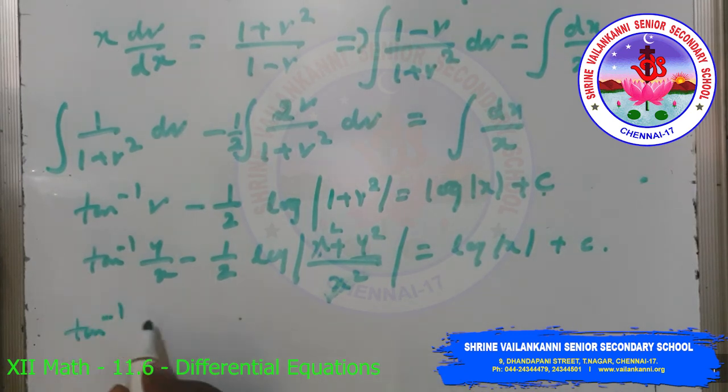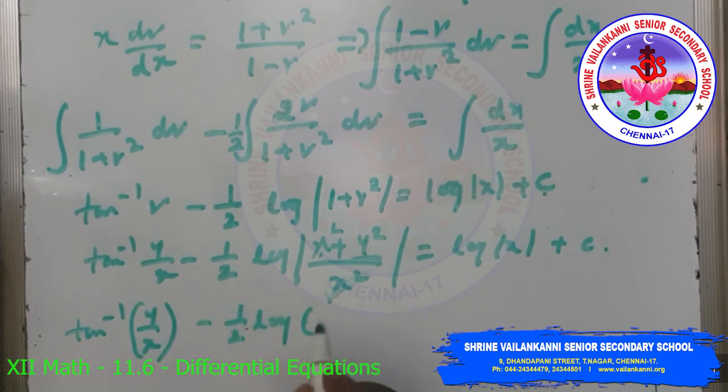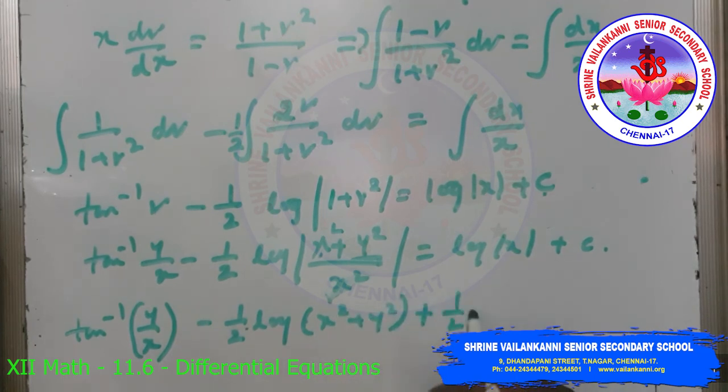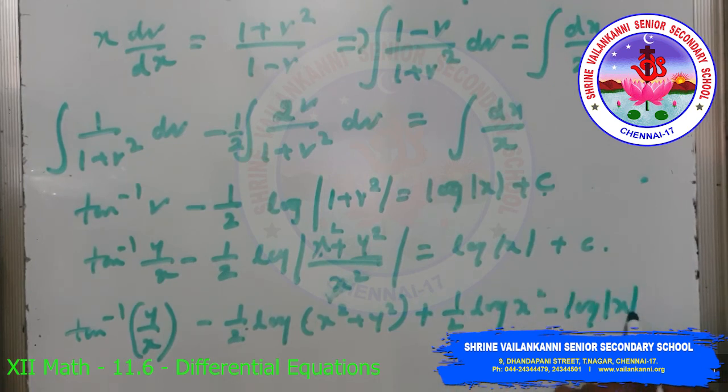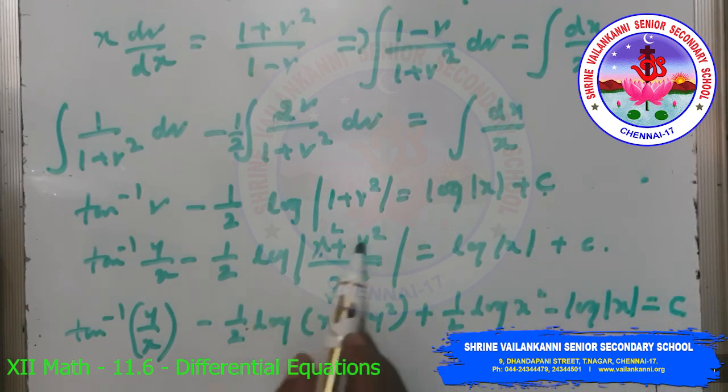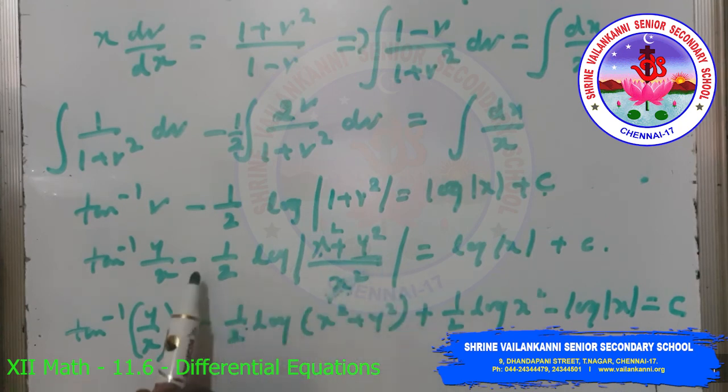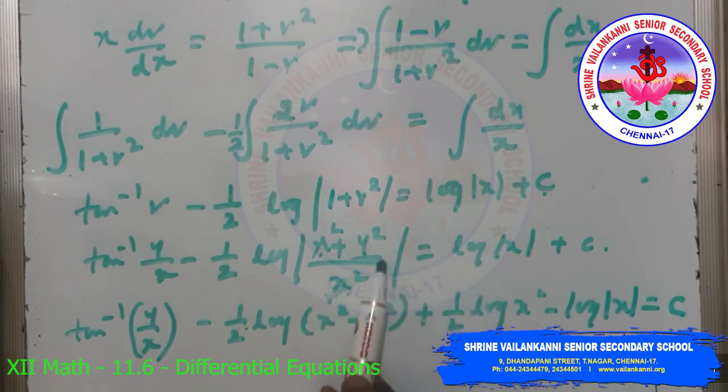So tan inverse of y by x minus half log x square plus y square minus of minus, which is plus half log x square minus log x, which is equal to c. Here we have used the formula log x by y, which is log x minus log y. Already we have minus half of log x square plus y square by x square. So minus half log x square plus y square minus of minus half log x square. So taking this log x here, so minus log x, which is equal to c.